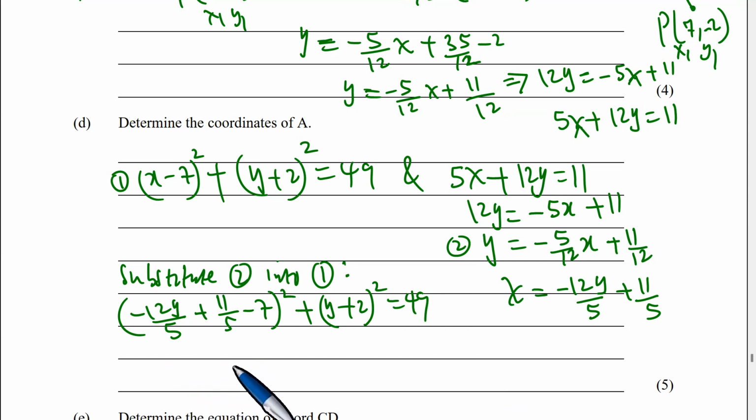So if you manipulate everything here, this becomes 169y squared plus 676y minus 549 is equal to 0. So 169y squared plus 676y minus 549 equals 0.